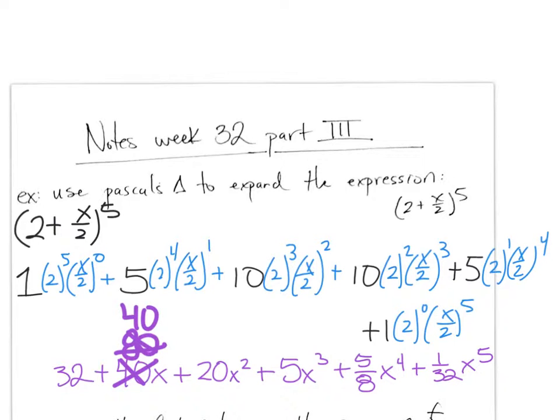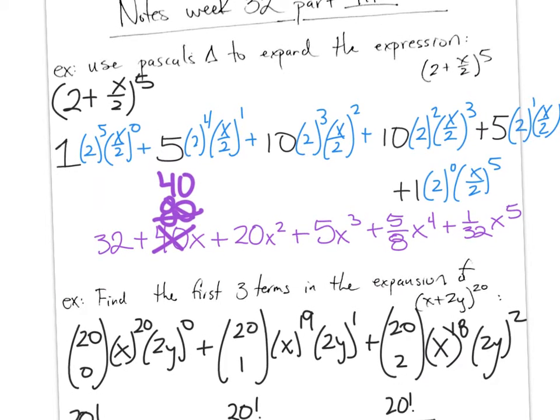All right. So 5 times 16 is 80, and then divided by 2 gives us 40. All right. 2 to the third is 8, times 10 is 80, and then divided by 4 gives us 20. All right. And so it looks like this is correct. We should end up with 5x to the third, 5/8, and 1/32 x to the fifth. Whew. Okay, that was stressful for a moment.